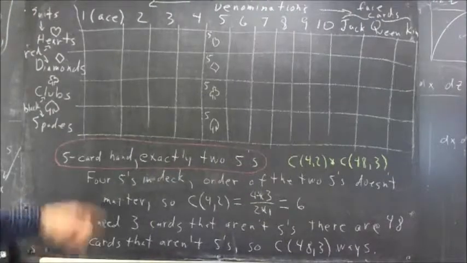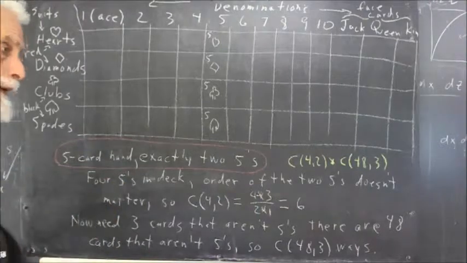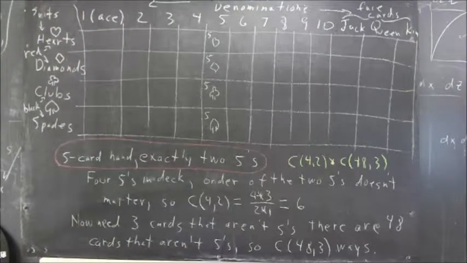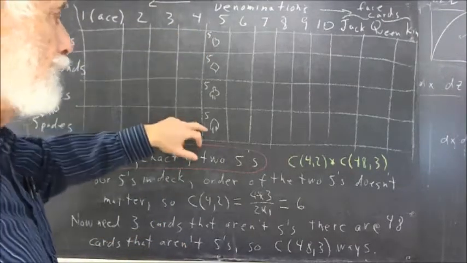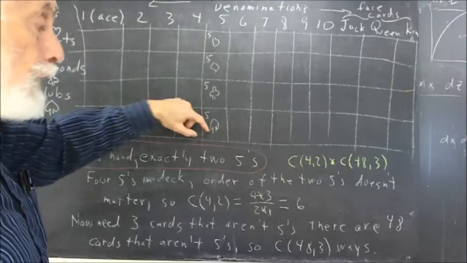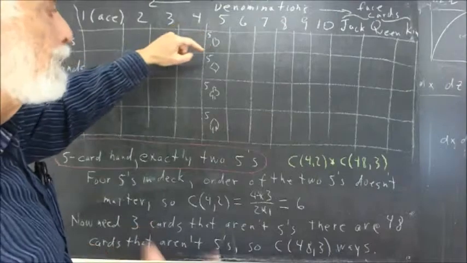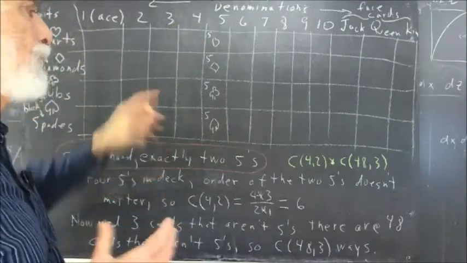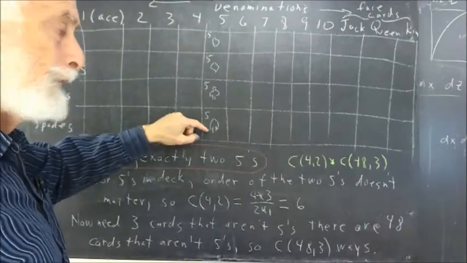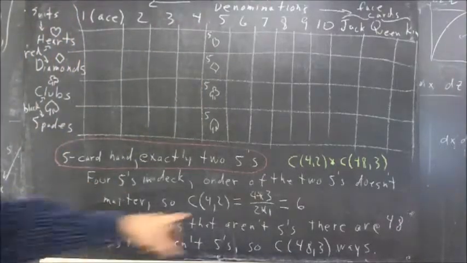Well, as we see, there are 4 5s in the deck, and the order in which we get our 2 5s makes no difference. The hand is going to be the same. If we have a 5 of hearts and a 5 of spades, let's say, it doesn't matter which one we got first. We have the 2 cards. So if we get a 5 of spades, then a 5 of hearts, or if we get the 5 of hearts, then the 5 of spades, we have those 2 cards, and that's all that really matters. Okay, so the order of the 2 5s doesn't matter.